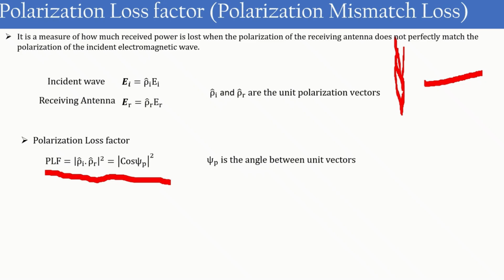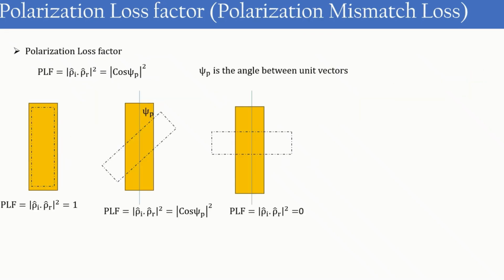Let's see some common examples, like what the polarization loss factor will be if our receiving antenna is vertically polarized and some other sort of polarization is incident on it. Here, this yellow colored square I have drawn represents the received signal polarization vector. I have just magnified it to see that. And this dotted line represents the polarization vector of the incident signal.